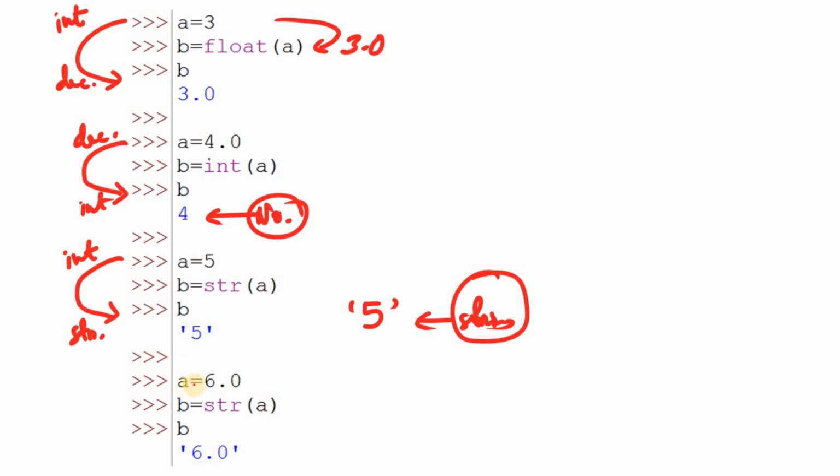And finally here also a is equal to 6.0, which is decimal, and again I am using the str command. So here the conversion is from decimal to string. Okay, see, within single quotes. So we have seen the examples of these commands over here. What were the commands? First is float, next int, and then str. So 3 important commands we have learned.